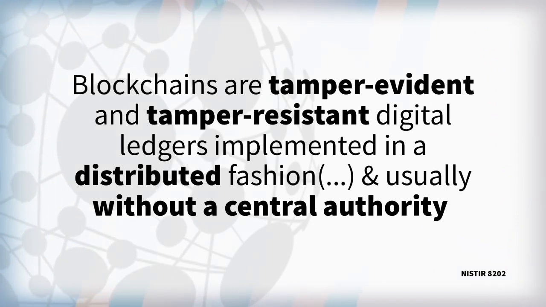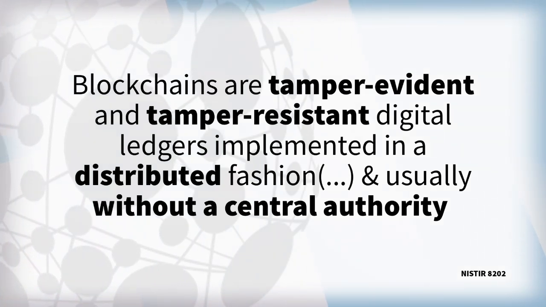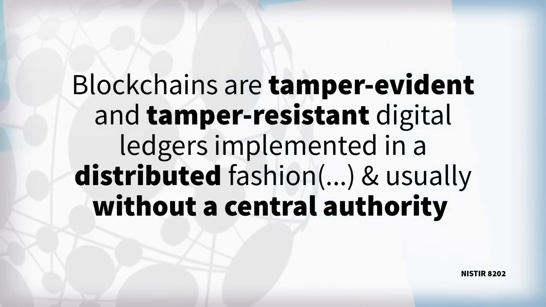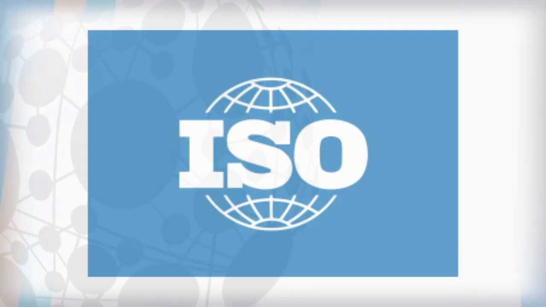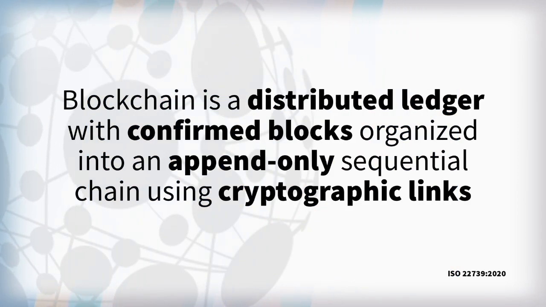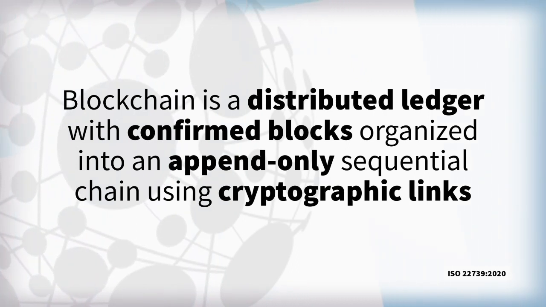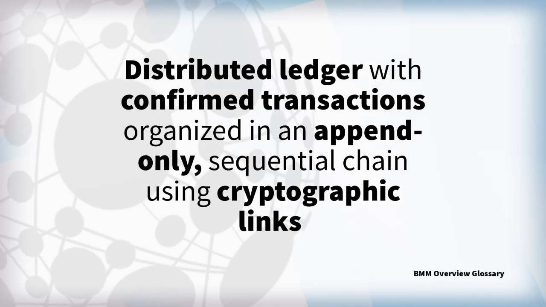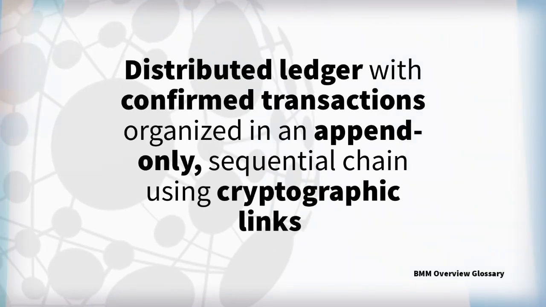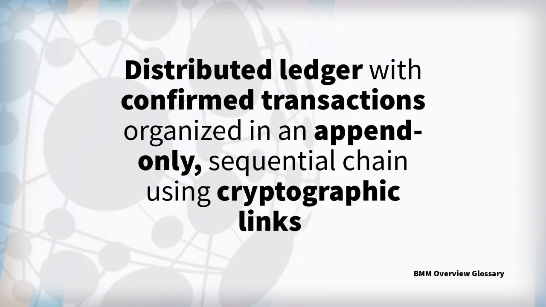They also say that in 2008, the blockchain idea was combined with several other technologies and computing concepts to create the modern cryptocurrency. The International Standards Organization published a vocabulary, and in it they defined blockchain as a distributed ledger with confirmed blocks organized in an append-only sequential chain using cryptographic links. We decided to model our definition after the ISO glossary definition, since it's an international standard. So our definition is a distributed ledger with confirmed transactions organized into an append-only sequential chain using cryptographic links.